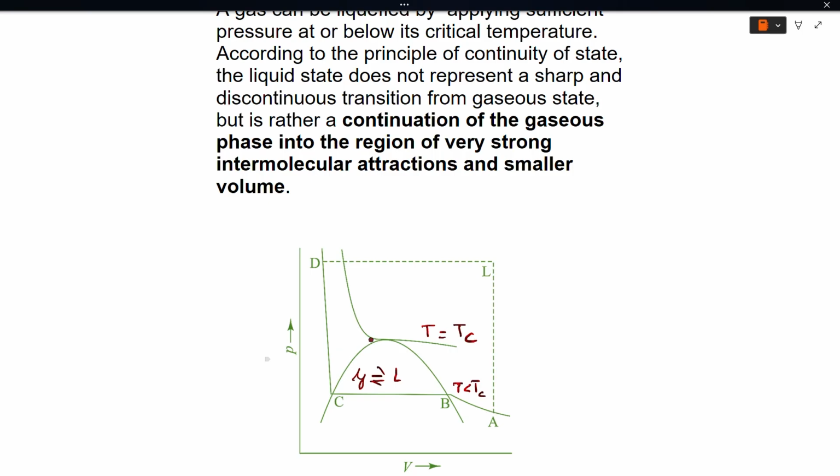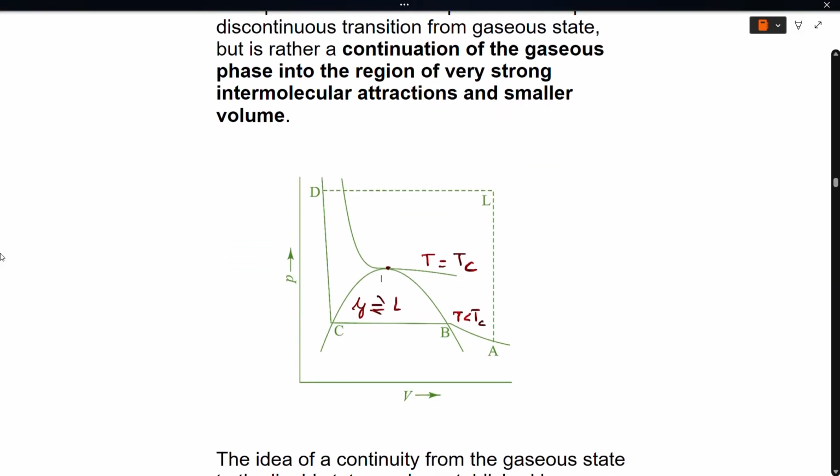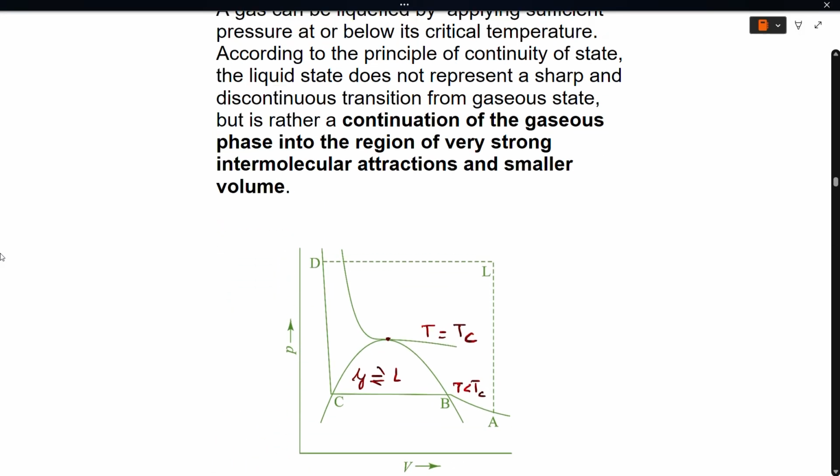Okay. So, at the critical point we feel that there is no discontinuity, that is, just before that point it is totally gas, and at that point it gets converted into liquid state, and there is no discontinuity at all. Okay. Now, we can consider the continuation of gaseous state into a region of very strong intermolecular attractions and smaller volumes as the process taking place at the critical state.